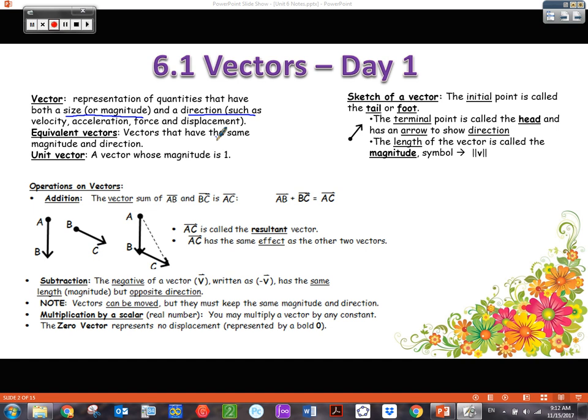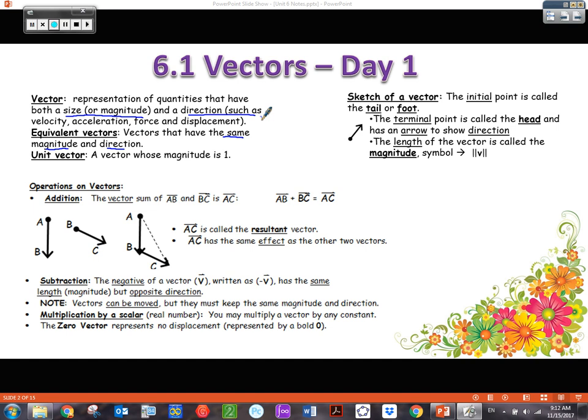An equivalent vector, that's pretty much like common sense, right? What would an equivalent vector be? What would it take for vectors to be equivalent? Well, they would have to have the same magnitude, and they would have to be going the same direction. That kind of makes sense, right? If they're going to be equal, they need to have both of these components equal, the magnitude and the direction.